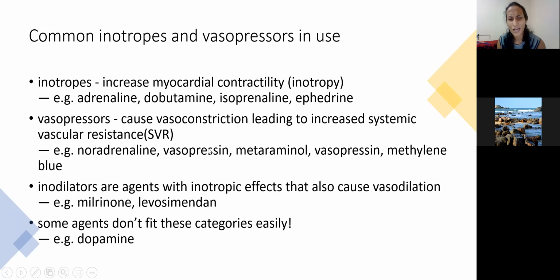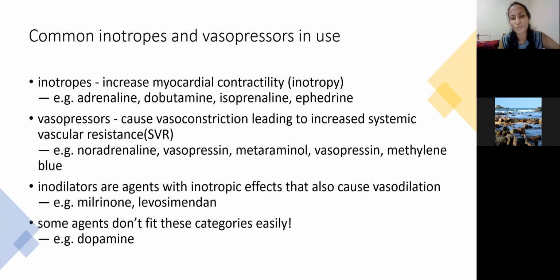And then there are drugs called inodilators, which have a different action. They increase your contractility but dilate your peripheries. These are very expensive kind of drugs, and these are used in very different situations, like in cardiothoracic ICUs. And levosimendan, this drug we don't actually have in most of the ICUs, but milrinone we do have. And then there are some other agents like dopamine, which doesn't really fit into any category easily.